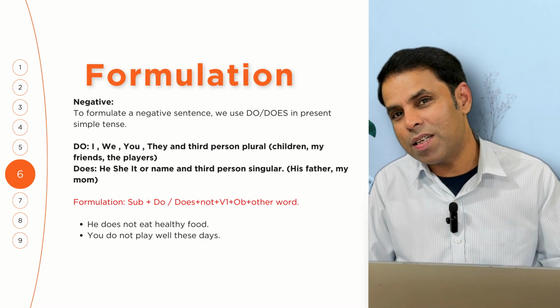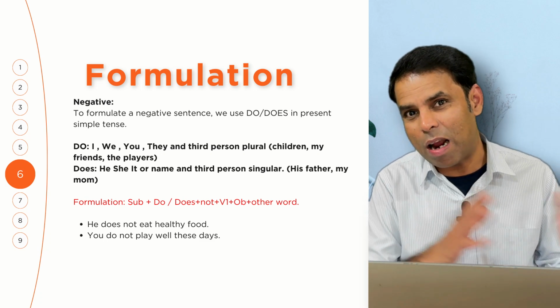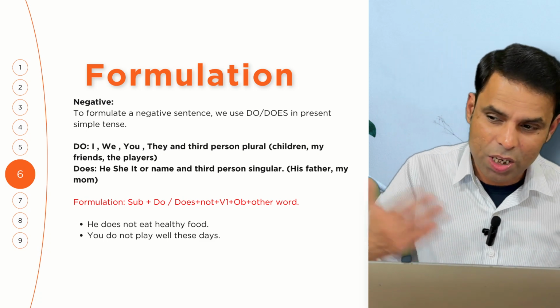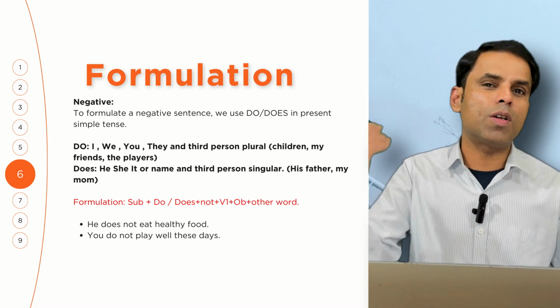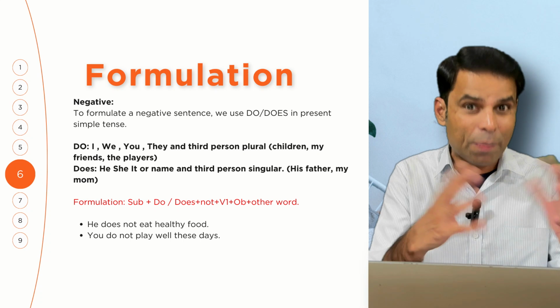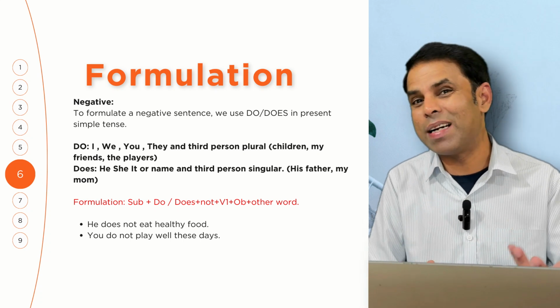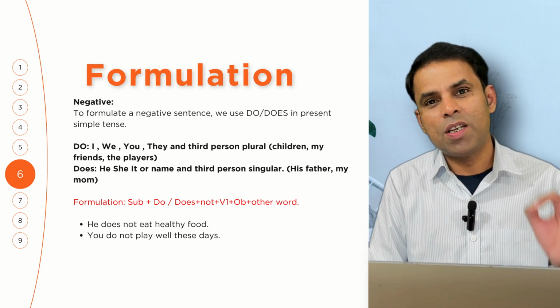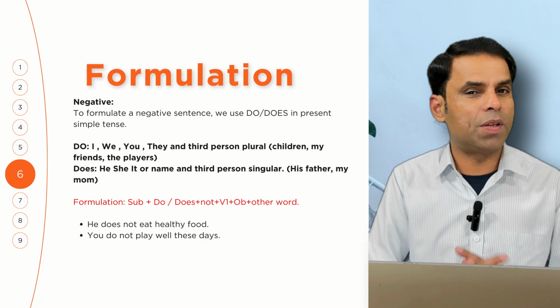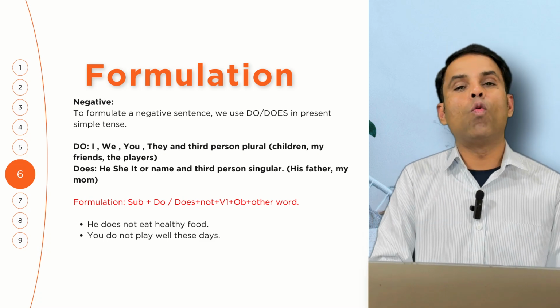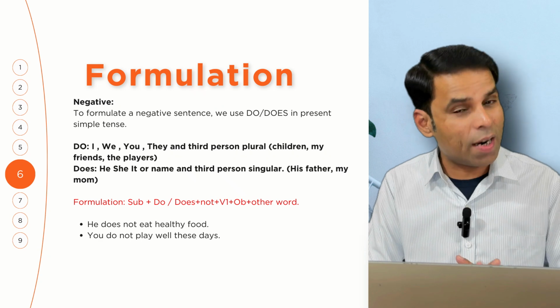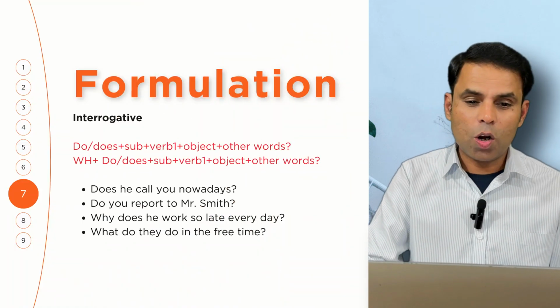So he does not, she does not, it does not, Rahul does not, my father does not, your sister does not, I do not, you do not, they do not, we do not, people do not. People is plural, right? Women do not, children do not. Okay, so subject, do or does, not, first form of the verb, object, and the other words. For example, you do not play well these days. This was our negative. Now let's go for questions.